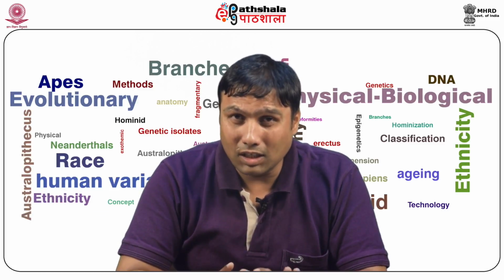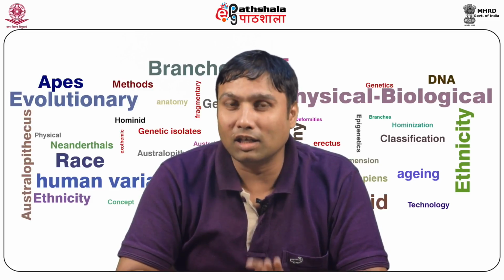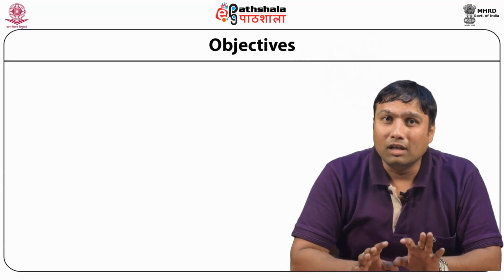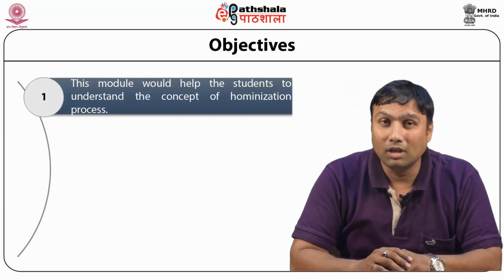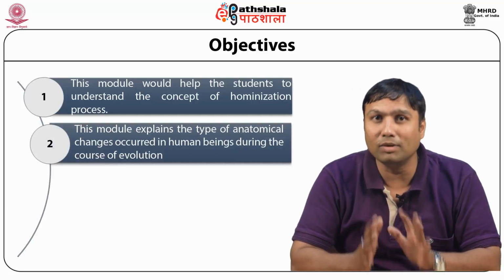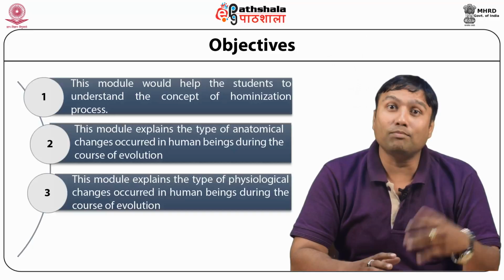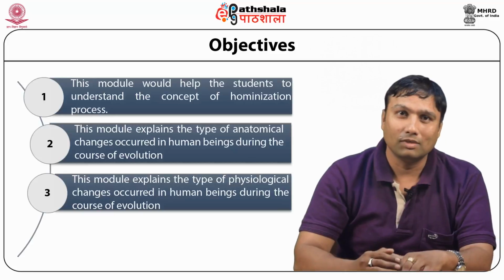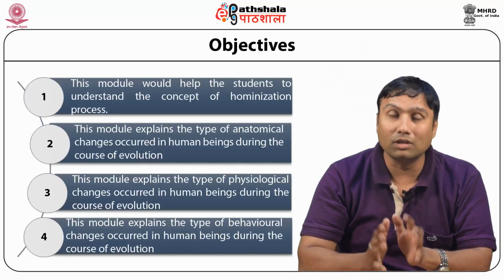Today we are going to discuss a very important module entitled Hominization Process under the paper Biological Anthropology. This module helps the student to understand the concept of the hominization process. This module also explains the type of anatomical changes, the type of physiological changes, and the type of behavioral changes that occurred in human beings during the course of evolution.